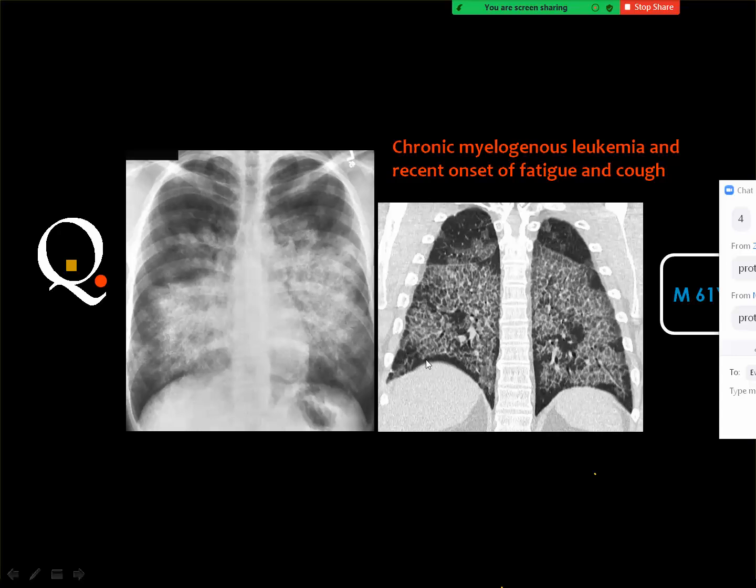Actually, I said many times that you cannot predict the diagnosis of alveolar proteinosis from the plain film because of the similarity to almost all cases of alveolar pattern of diffuse lung disease except the pneumonic consolidation. It can be alveolar edema, it can be alveolar hemorrhage, it can be bronchoalveolar carcinoma, and it can be alveolar proteinosis.